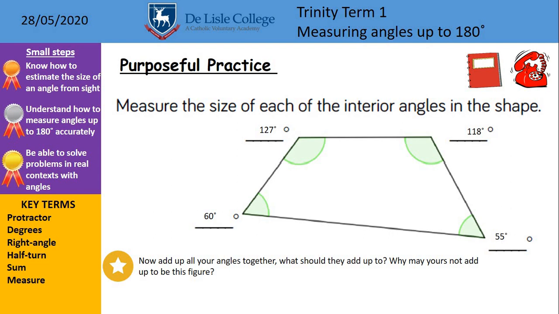Why may yours not add up to be this figure? It might be a case of just very slightly 1 or 2 angles are out. So say for example 127, if you mark that as 128, which would be perfectly reasonable as an answer and would be fine, because that's very close to what I've gone for as well, then that would add up to 361 degrees in total. It's just very slight errors in the measuring. Because of the thickness of the lines, we cannot get it exact.